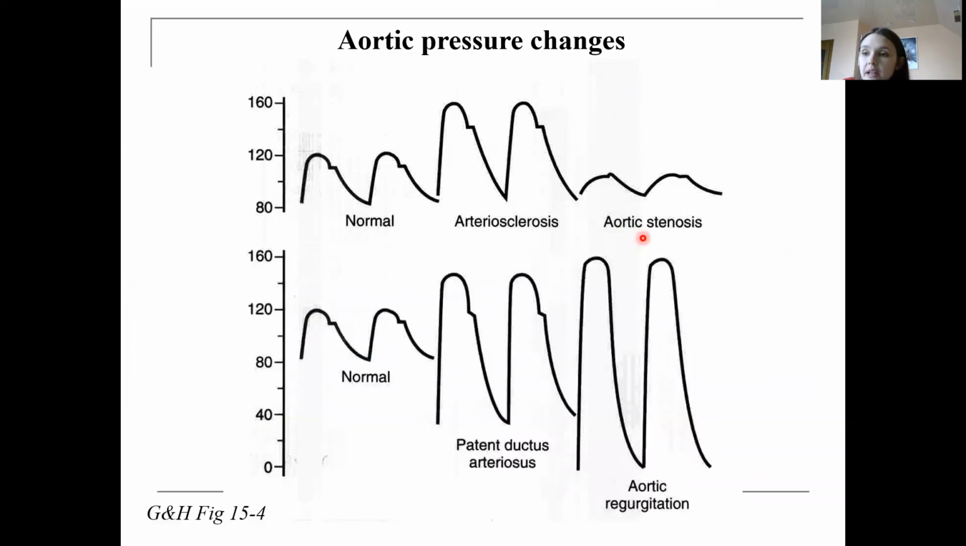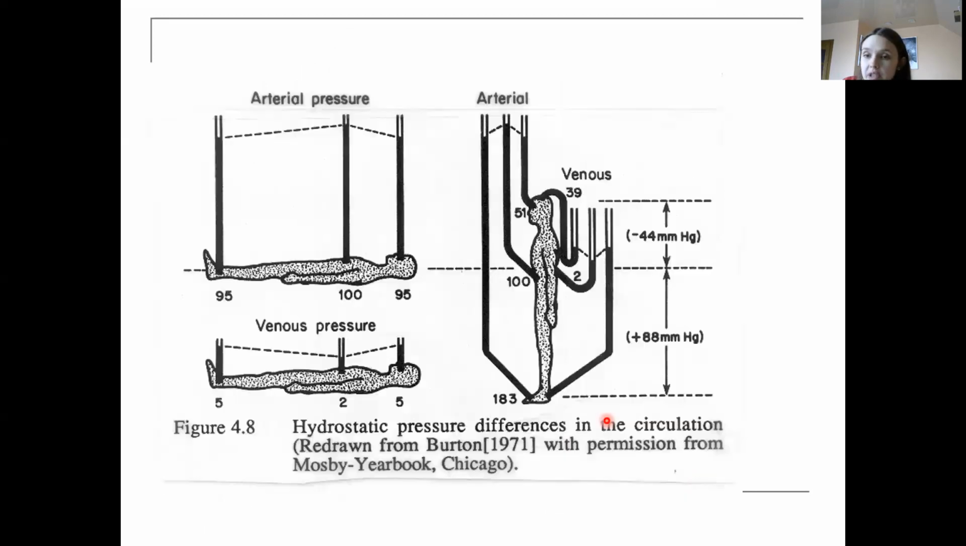Sometimes, in case of aortic regurgitation, if we compare aortic stenosis with aortic regurgitation, due to the insufficiency of the aortic valves, blood will flow back through these insufficient valves. So the volume in the aorta will also increase.